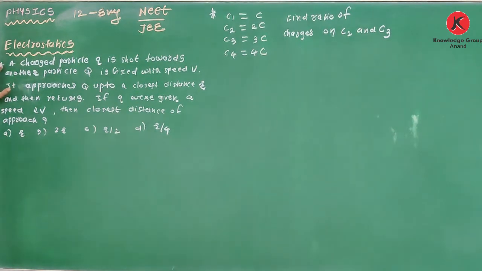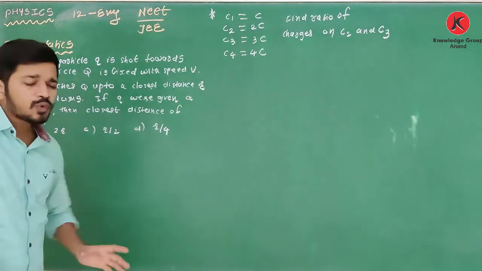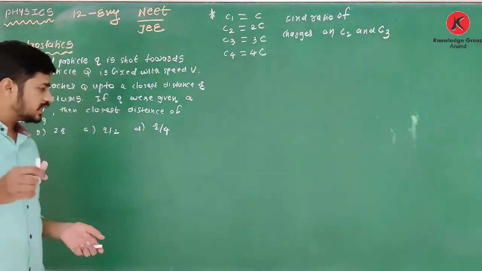First question: a charged particle q is shot towards another charged particle Q, which is fixed. Its speed is v. It approaches Q up to a closest distance r and then returns. If q were given a speed 2v, then the closest distance of approach is? Now, what is the closest distance of approach? See, here it is.